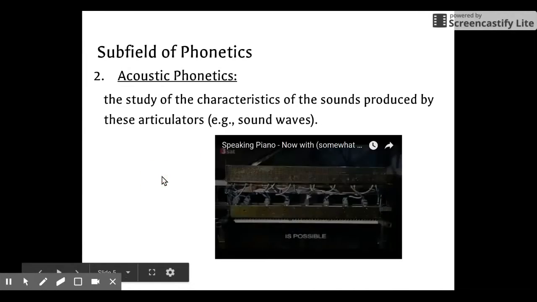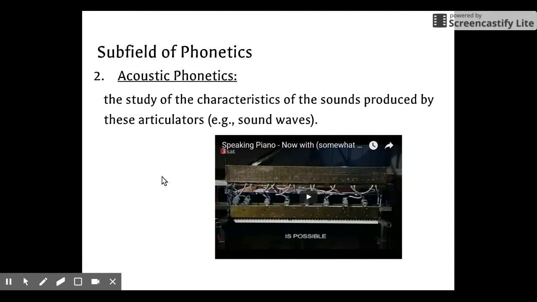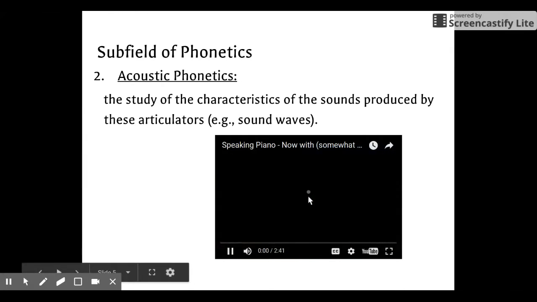And also we have acoustic phonetics. For acoustic phonetics, we do not study the parts that produce sounds. Instead, we study the sound properties directly. In other words, we study the sound waves of each sound produced in human languages. The knowledge of acoustic phonetics can be applied for speech synthesis as well. Let's watch this video a little bit.